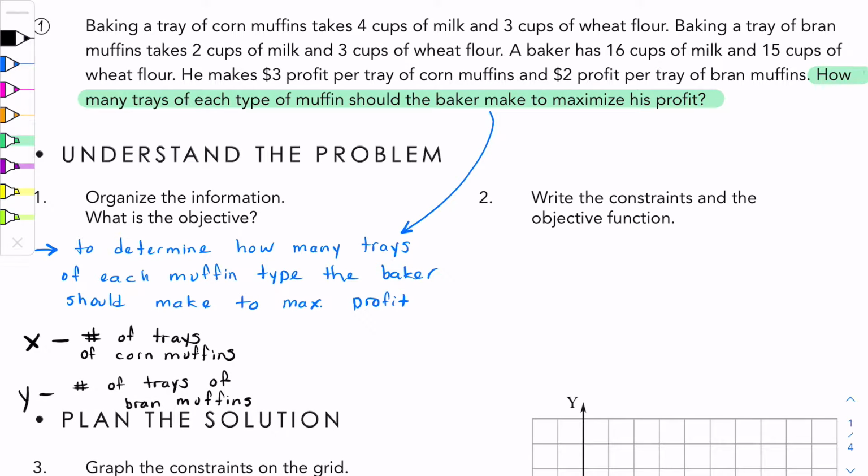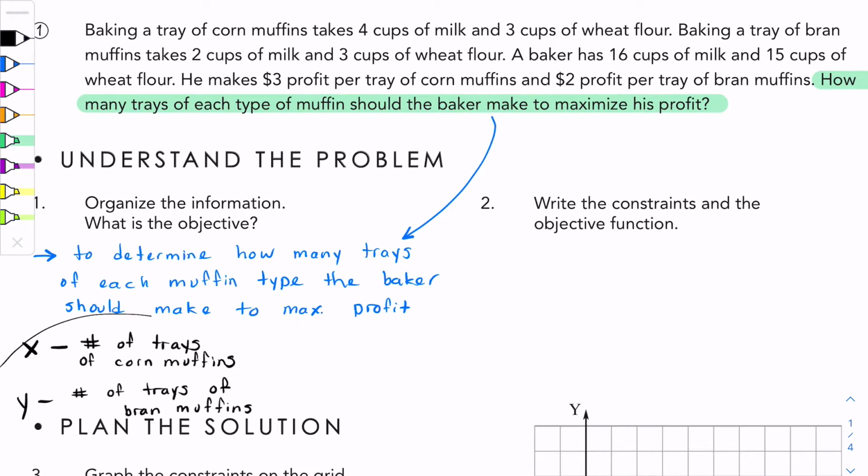Besides these two missing pieces of information, there's other data within this problem. I would say the other information that's brought forward to us is cups of milk and cups of wheat flour. So I'm just going to jot those down as other constraints, or I'll just list it as other. I'll do cups of milk and cups of wheat flour.